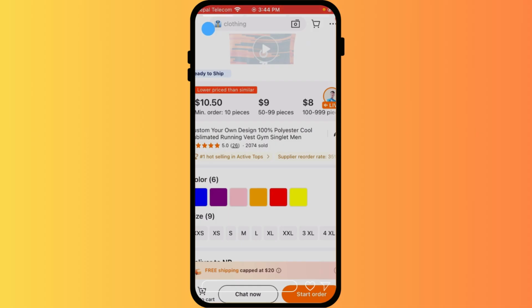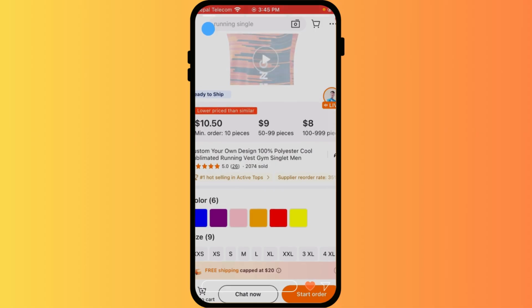A lower MOQ can help you save money and reduce the risk of buying too many products. This is very important for new businesses that are just starting out. You should always try to find a supplier with a low MOQ and a good price. You now know how to choose the right MOQ. Get ready to get the best price for your products.